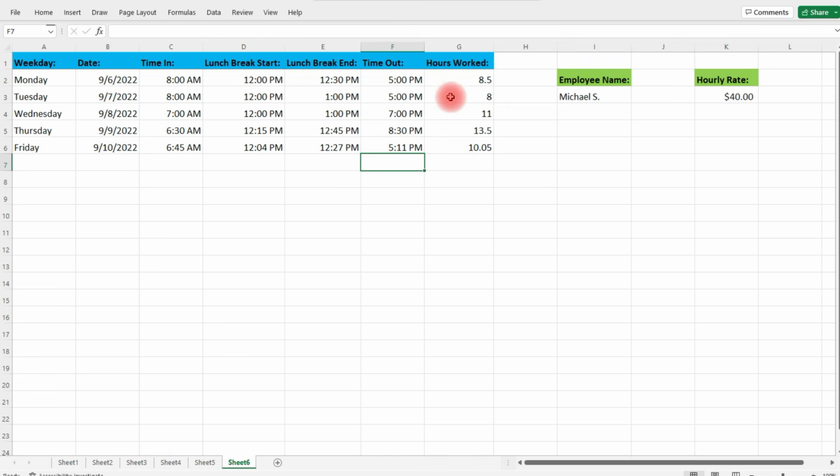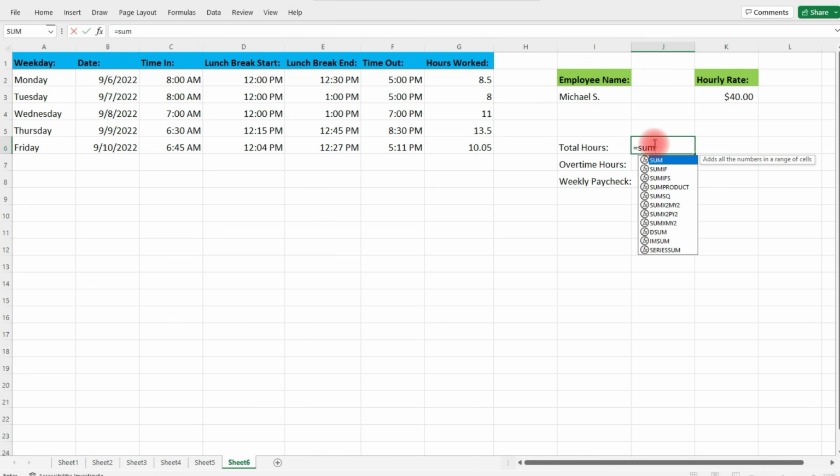So now we have all the hours worked for each day. So what we need to do to calculate his weekly paycheck, we need to get the total number of hours that was worked. We need to determine how much of that represents overtime hours. And with this information, we can calculate his weekly paycheck. So to get the total number of hours, we just need to type in equal sum, and we just have to sum this column.